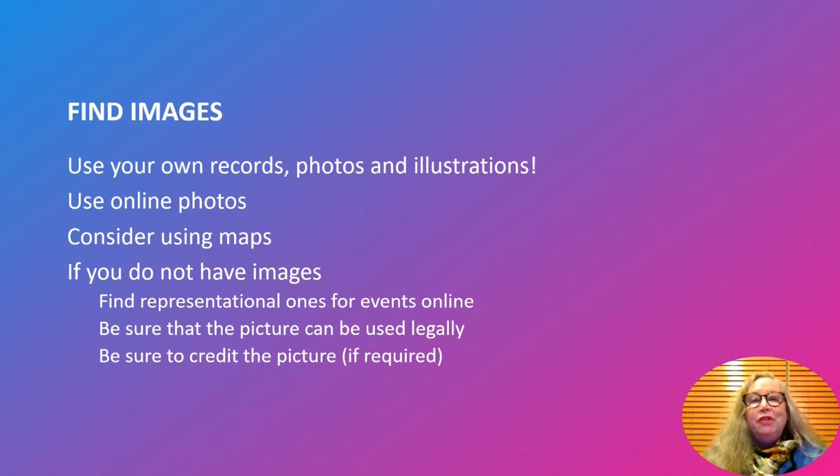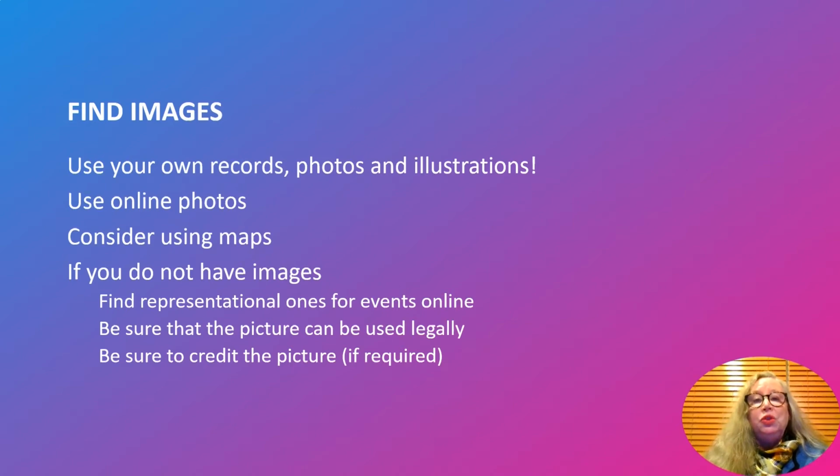Well, if you have your own copies of records or photos or illustrations, definitely use them. But you can also find some online. You might even want to consider using maps. Maps are a big part of family history, so if they're appropriate to the topic, go ahead and use them in the book. But if you don't have your own images, you can find ones of people doing the same things your family were doing at the same time.